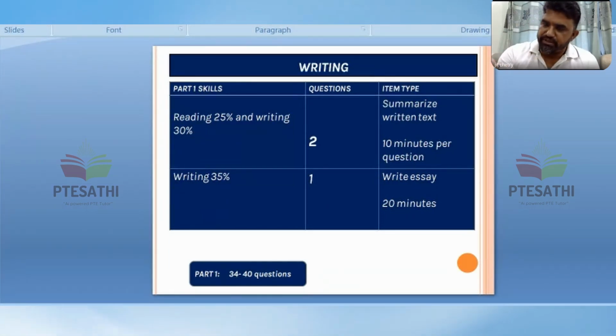In the past, summarized written text that you can see there gave you only 11 points in the reading section and 11 points in the writing section. But now it contributes 25% to your reading section and 30% to your writing section. So this has become a super important question from the perspective of writing and from the perspective of reading.